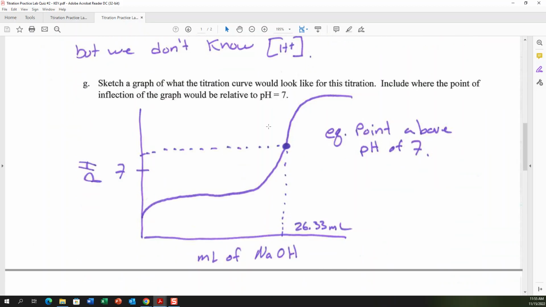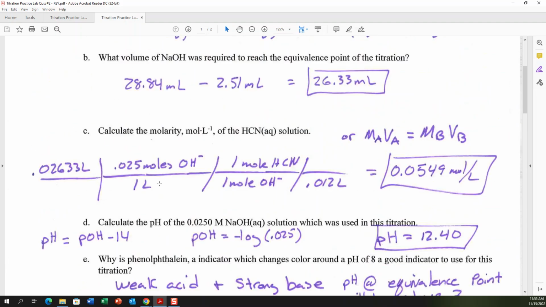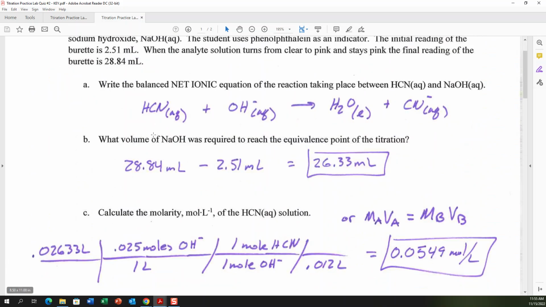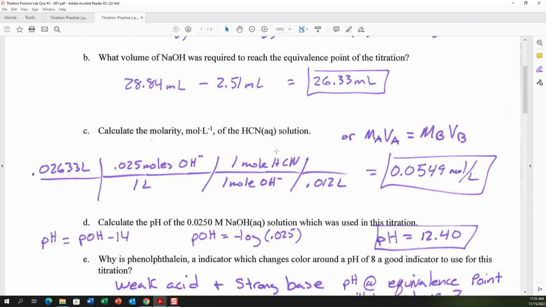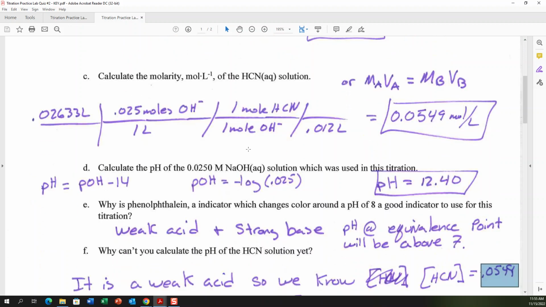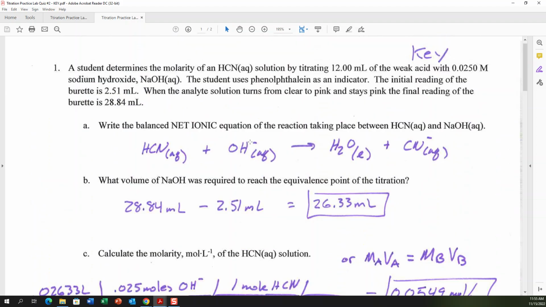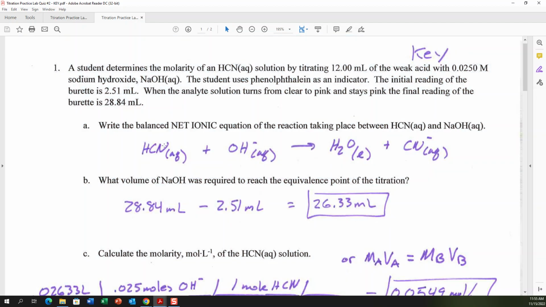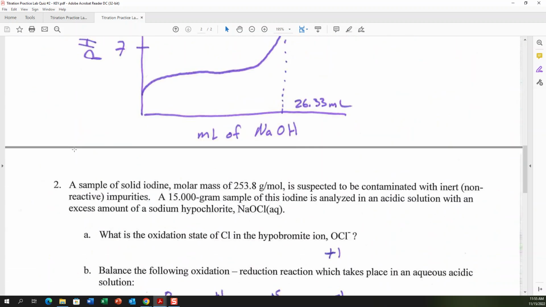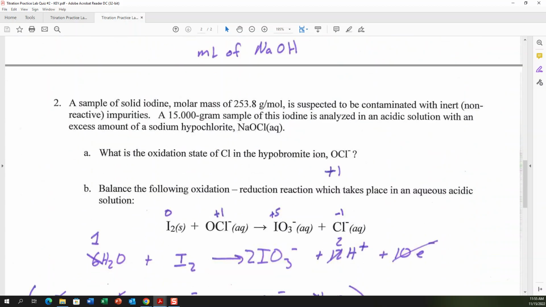You get your normal kind of S titration curve, but that equivalence point, the point of inflection, would be above a pH of 7. All right? The main thing is to understand what's going on with this titration, understand that calculation. And I do want you to know your pHs and pOHs and that kind of thing, but also knowing the net ionic equation. That's part of this unit, and you need to know that. All right, so let's go to our redox titration question.